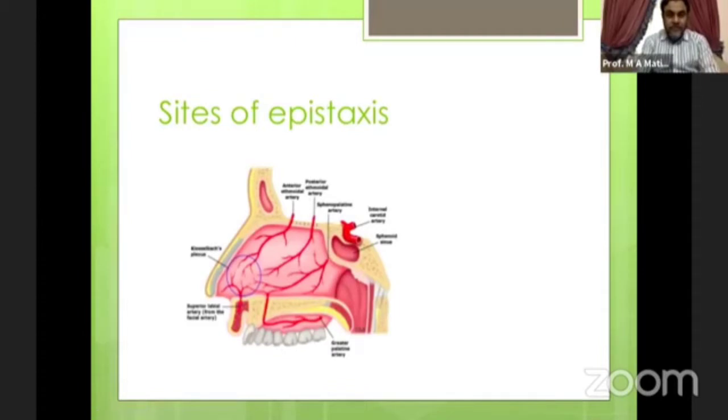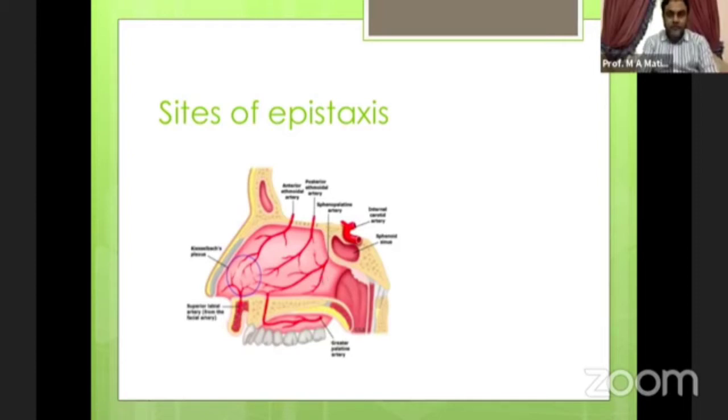Now, these are the sites of bleeding. As you know, the anterior ethmoid artery, the posterior ethmoid artery, sphenopalatine, greater palatine, and superior labial artery, all branches form a plexus here called Kiesselbach's plexus at Little's area, and that is the commonest site of epistaxis. But we may have epistaxis in the back of the nose. This is the sphenopalatine artery. From here there is one plexus called Woodruff's plexus. That is a posterior site of epistaxis.